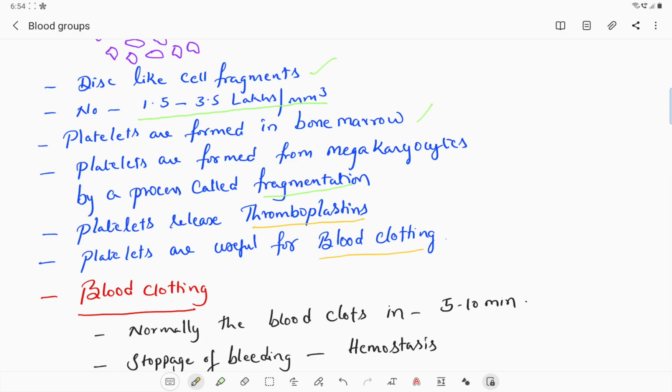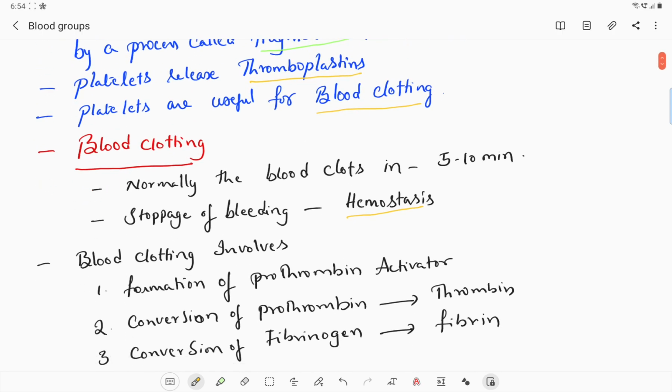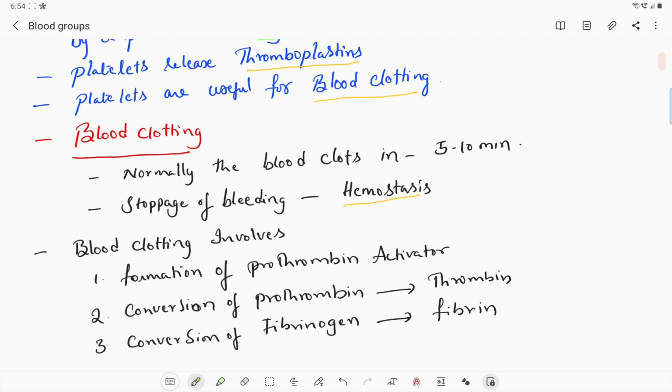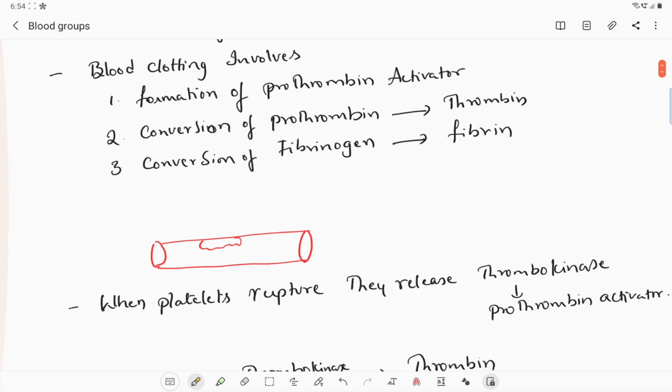So, let us go for the next one, blood groups. Generally, when you cut your finger, how much time does it take to clot? Generally the blood clots in 5 to 10 minutes. So, stoppage of bleeding is called hemostasis. Right. Then blood clotting involves three steps. One is formation of prothrombin activator, conversion of prothrombin into thrombin, and conversion of fibrinogen into fibrin.